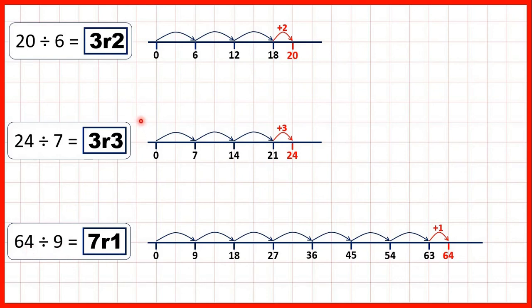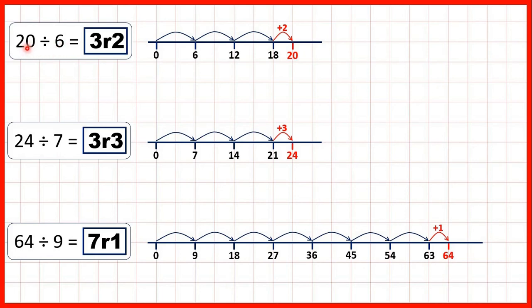So rather than counting on a number line, the way to solve these mentally is to think, what's the closest number in the divisor's times table to the dividend, which is still less than the dividend? So here, for this first question, we could think, what's the closest number to 20 in the 6 times table that's still less than 20?